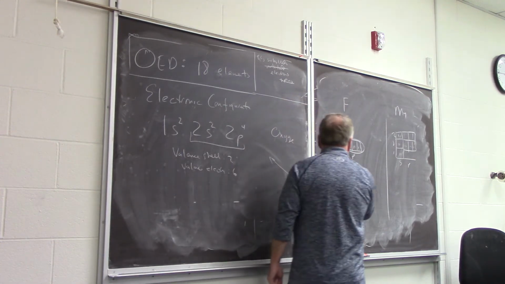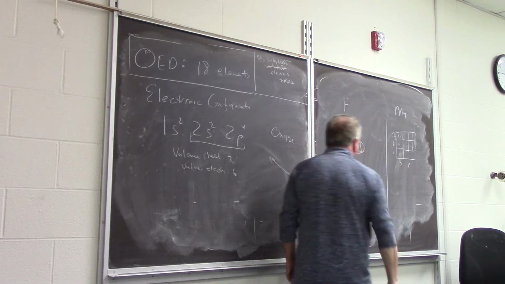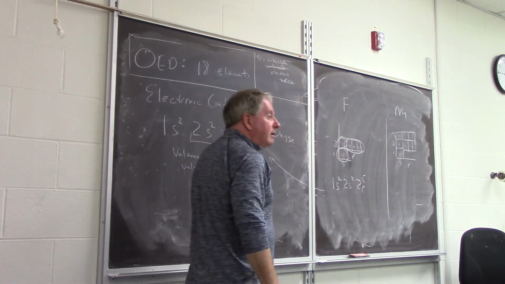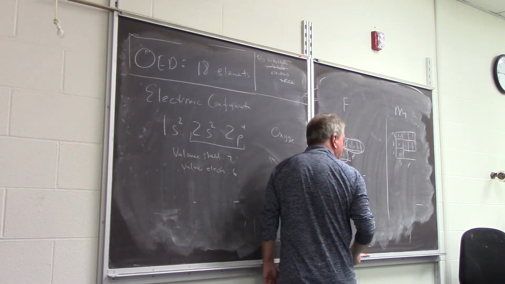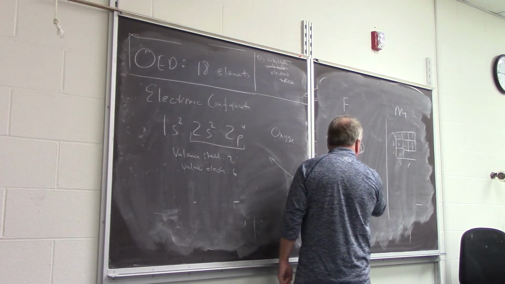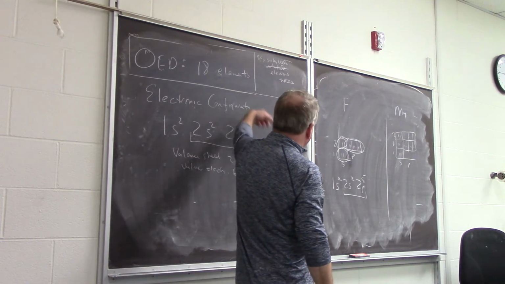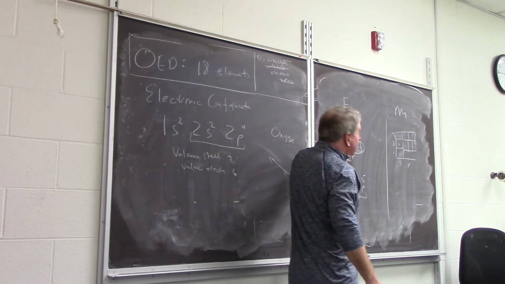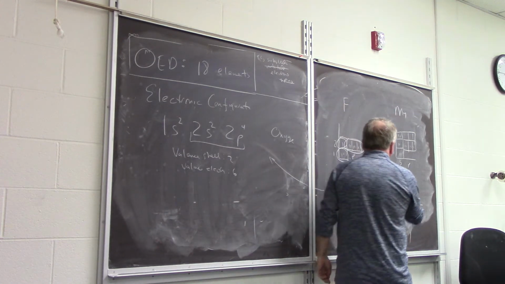Then you have 2 here, 2 here, 1, 2, 3, 4, 5 there. That's a valence shell, and how many valence electrons? 7. Just like we said before. So if you notice, what we're doing is we're getting rid of the arrows and the little boxes.